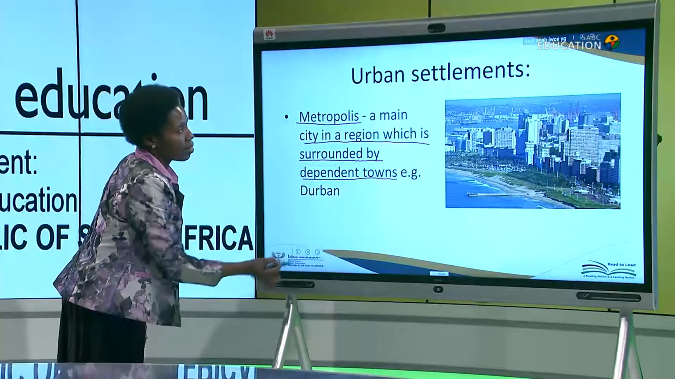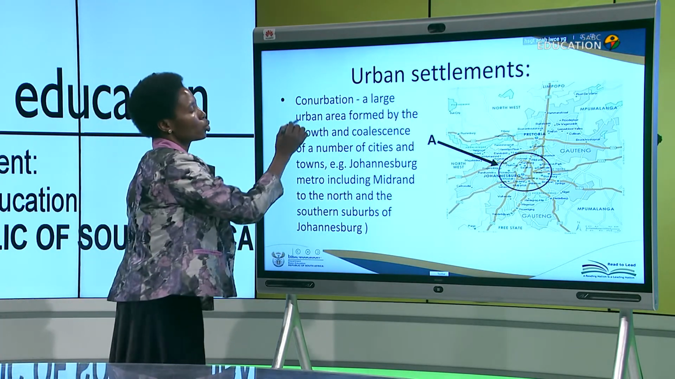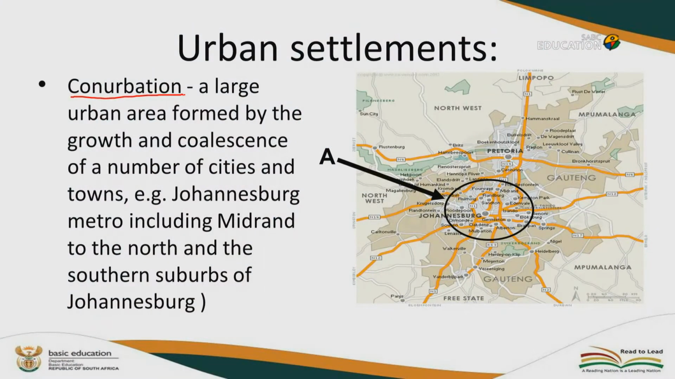Let us look at the next one. We have conurbation. When we talk about conurbation, you need to take note of how we define conurbation. What is it that you need to understand when it comes to conurbation? Conurbation, we are talking about joined cities and towns. So that's the thing that we need to take note of. So this one is bigger than a metropolis. It's a large urban area. It's formed by the growth and the coalescence of a number of cities and towns. We gave an example of Johannesburg Metro, including Midrand.